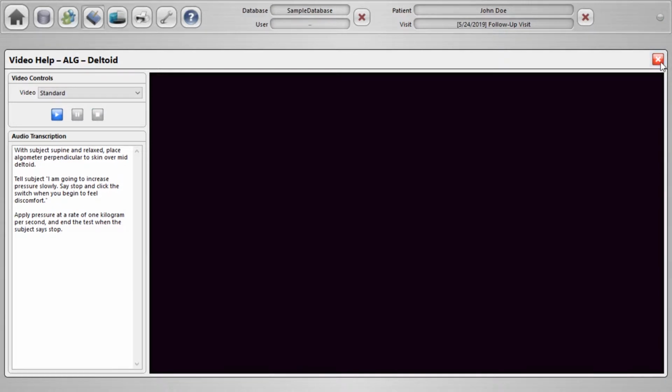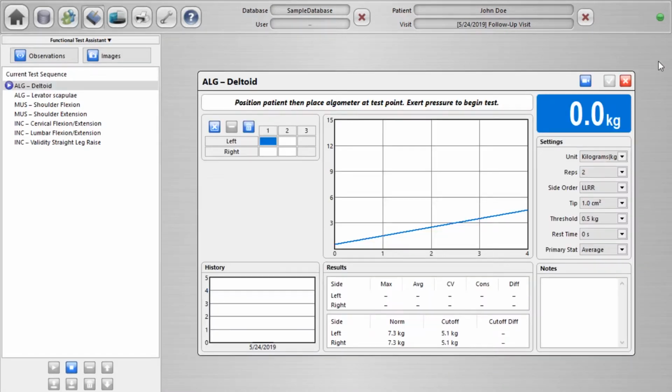All right. So essentially, we take the algometer, as you saw in the video, we apply it on the trigger point in question, and we start to apply force in a uniform manner.